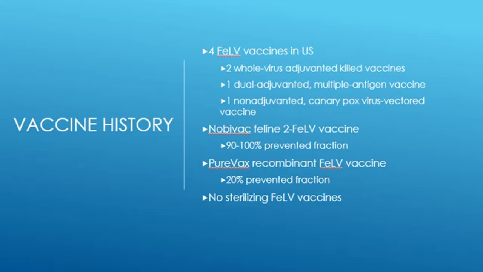There are no sterilizing FeLV vaccines. The FeLV vaccines are meant to prevent active or progressive infection from occurring and attempt to maintain a regressive infection so that it is more manageable and sometimes can even cause the host to be able to get rid of the infection altogether.